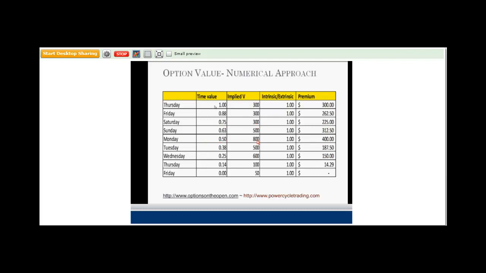Now, even when you have a spike in implied volatility, like here on Monday, you had only half of that time value left. I kicked the implied volatility up to 800%, kept the intrinsic value at 1, and you can see you didn't make much gain on your premium. So by understanding this, you can use it along with your directional trading to take advantage of the time decay on these weekly options.